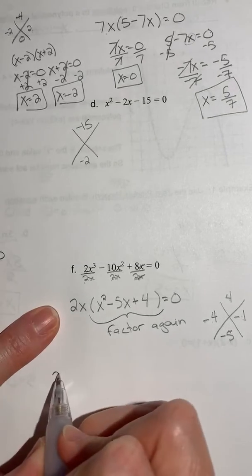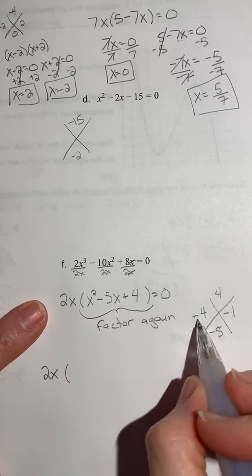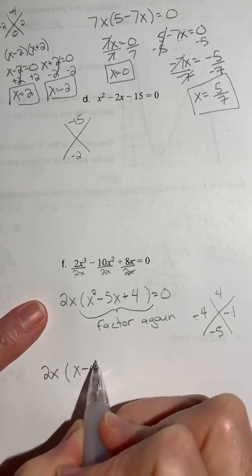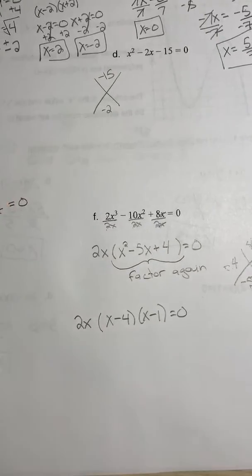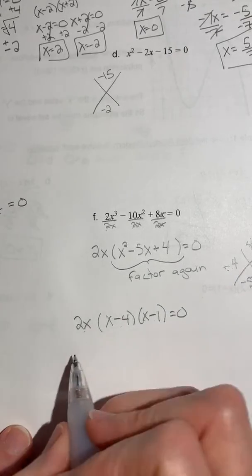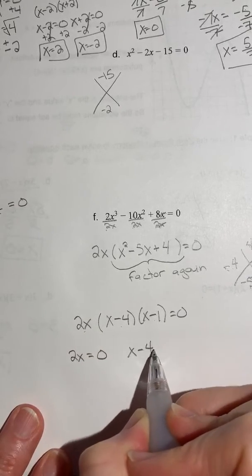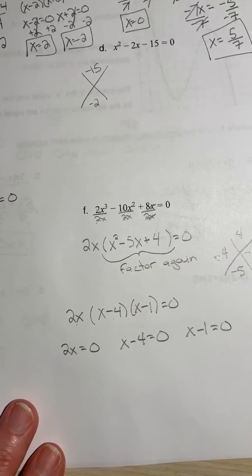I have to keep the 2x. That's the first factor I found. My other two factors are going to be x minus 4 and x minus 1. Now it's fully factored. So now I have 3 factors multiplied together that equals 0. I'm going to set them all equal to 0 and solve for x.